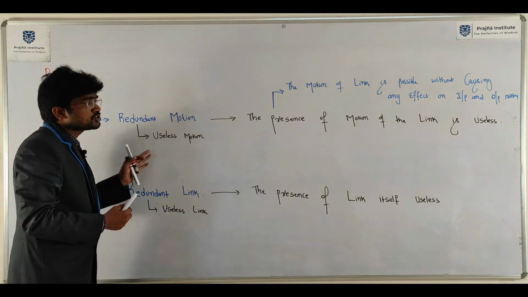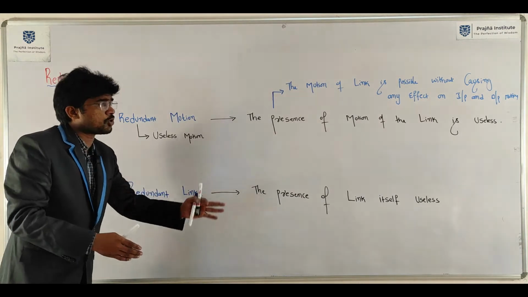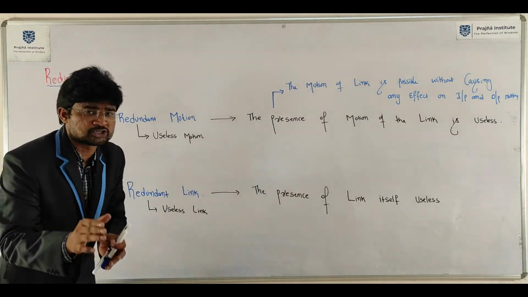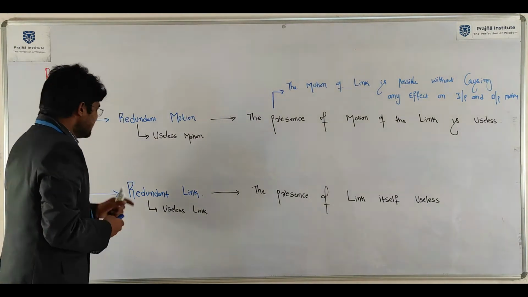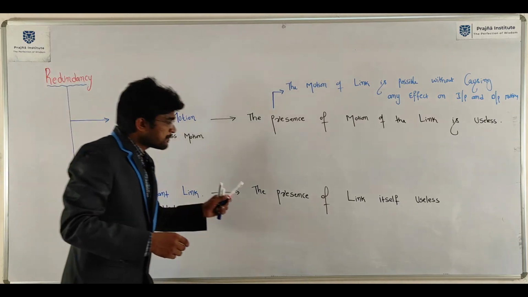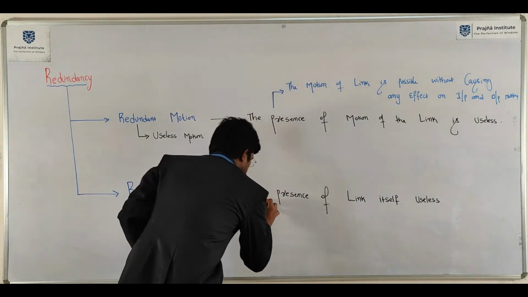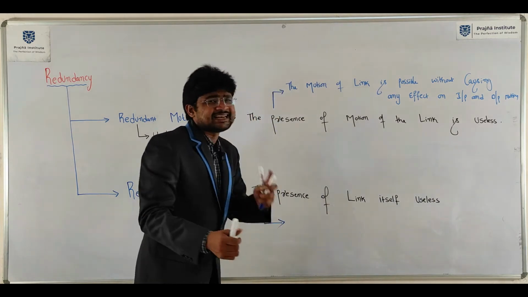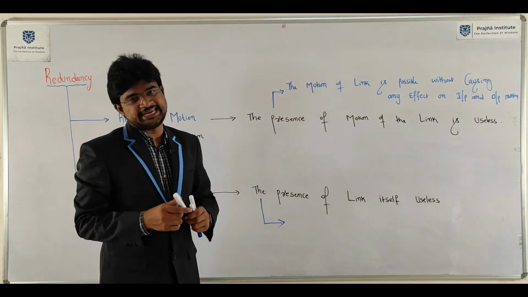So the motion of a link is useless; it is not causing any effect on input and output motion. That is all about redundant motion. Now, redundant link: the presence of the link itself is useless. When you go deeper, you can see a redundant link in the parallelogram linkage.